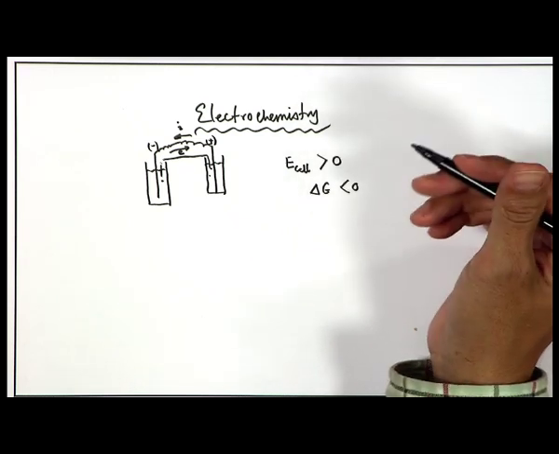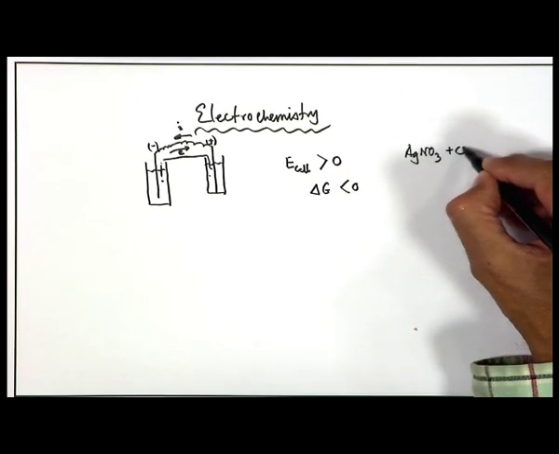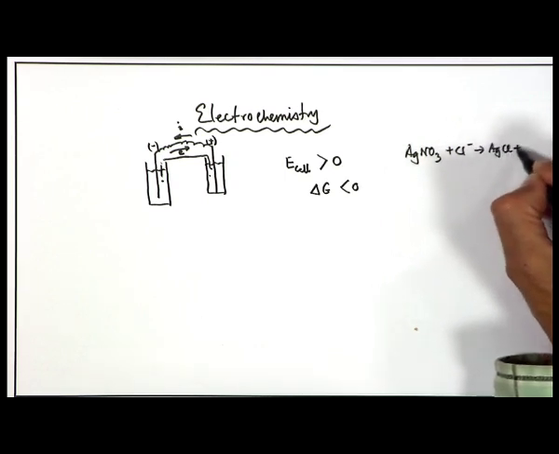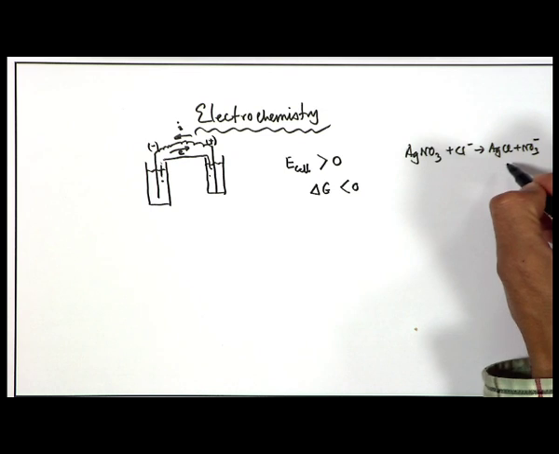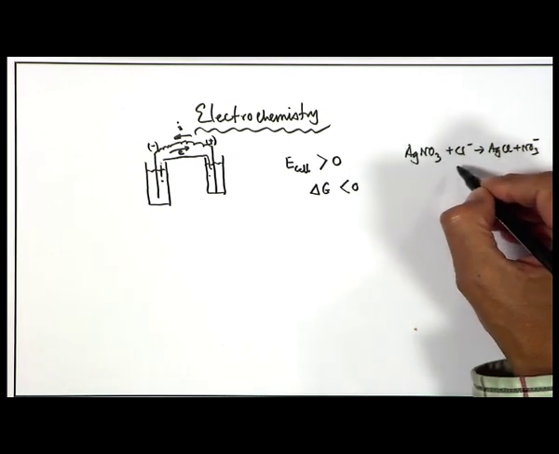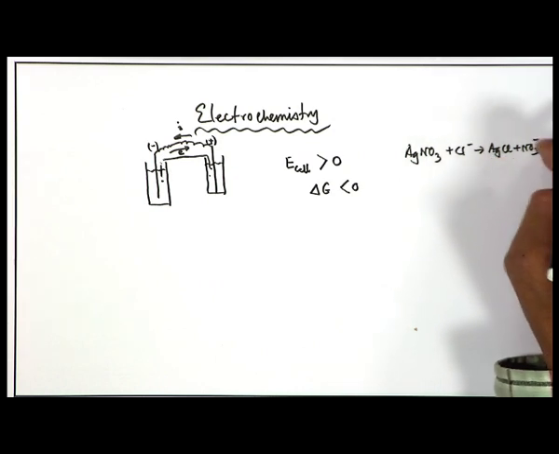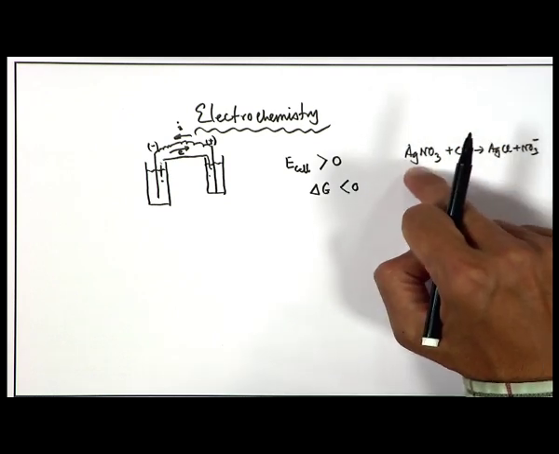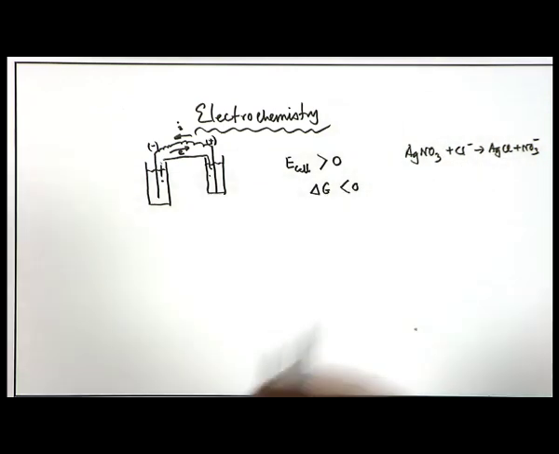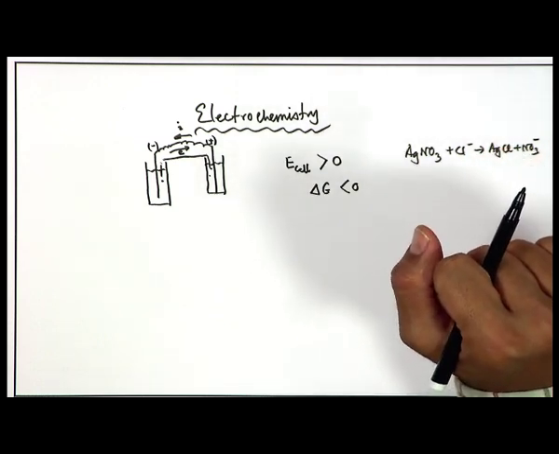If there is no redox reaction, say for example a precipitation reaction, AgNO3 plus Cl minus gives AgCl plus nitrate minus, then since it is not a redox reaction, you cannot directly form a cell like this. What you have to do is have an indirect way of measuring the parameters for this reaction, by constructing a redox process such that the net reaction will be like this. So redox reactions are of immense importance as far as the study of electrochemistry is concerned.